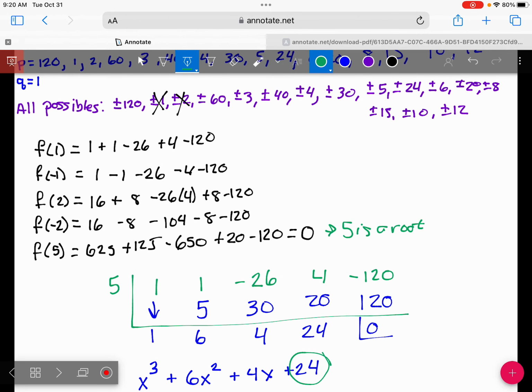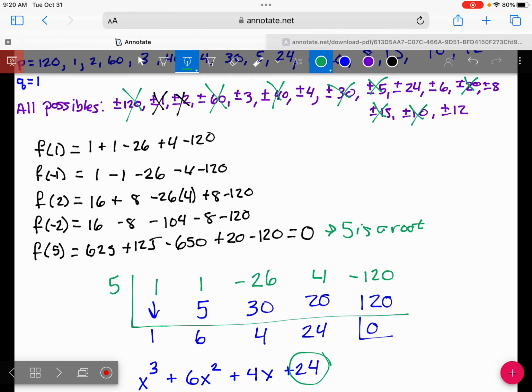So I know it's not going to be 120 because that is definitely not a factor of 24. I know it's not going to be 60. That is not a factor of 24. I know it's not going to be 40. That is not a factor of 24. Or 30. Or 20. Or 15. Or 10. Or 5.